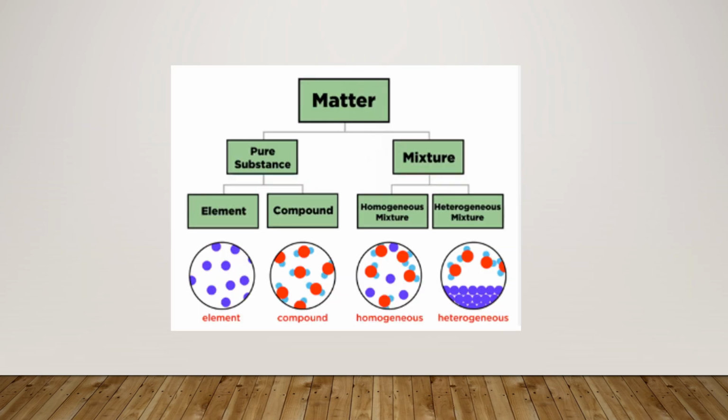So to review, matter can be either a pure substance or a mixture. Pure substances are either elements or compounds. Compounds are new substances that are created by chemical change. Mixtures can be either homogeneous or heterogeneous. Homogeneous mixtures look like they are one substance but aren't. Heterogeneous mixtures look like a mix of substances. Mixtures can be separated by physical changes.